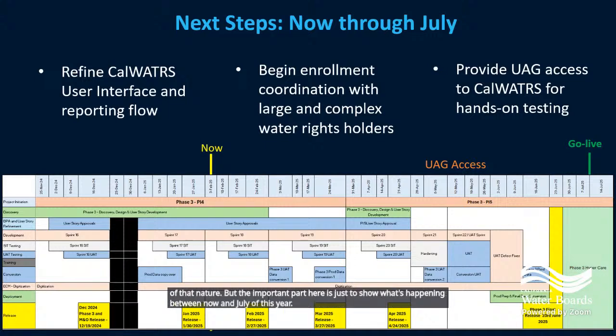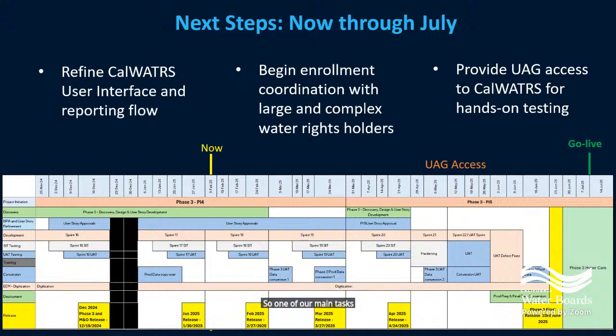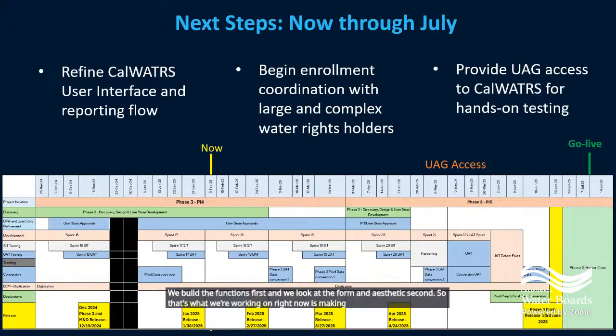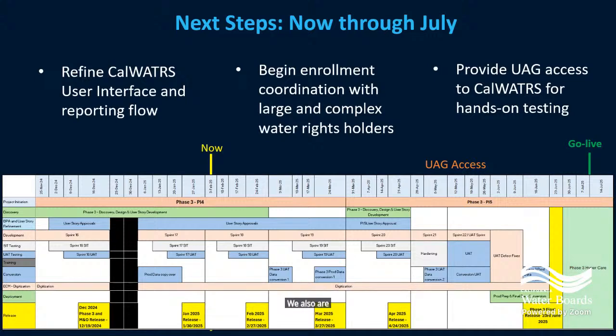One of our main tasks between now and July is to refine the CalWATRS user interface. We build the functions first, and we look at the form and aesthetic second. So that's what we're working on right now, making sure that the reporting process is smooth and makes sense. We also are beginning to talk with the larger and more complex water rights holders about enrollment.